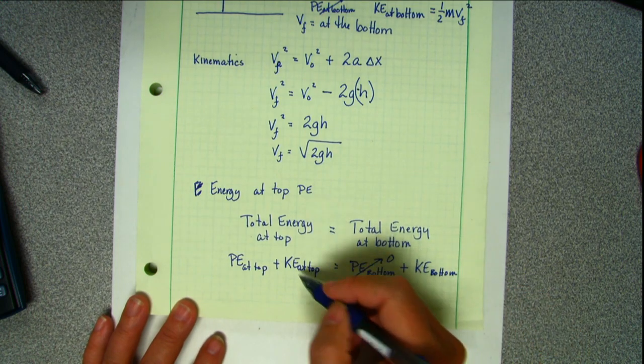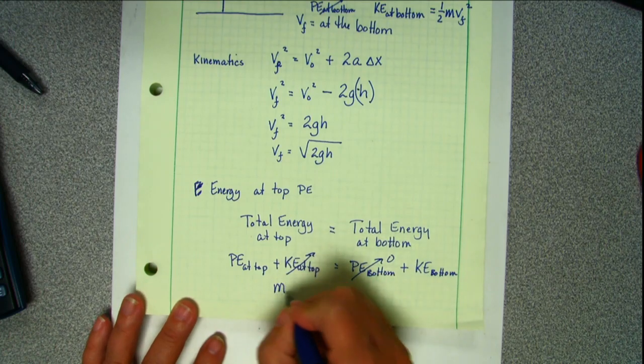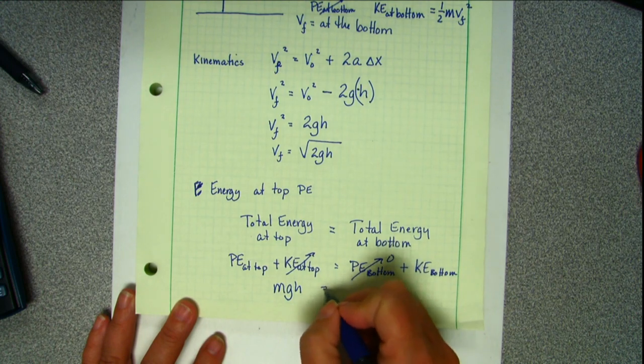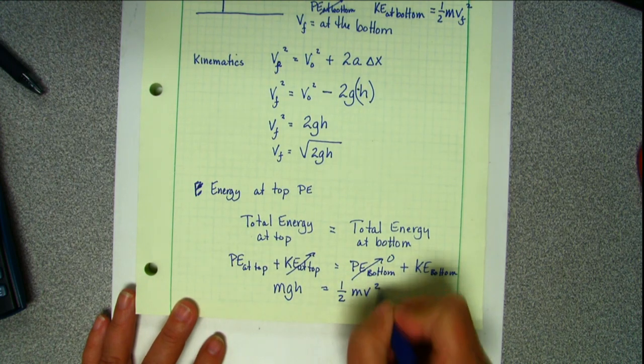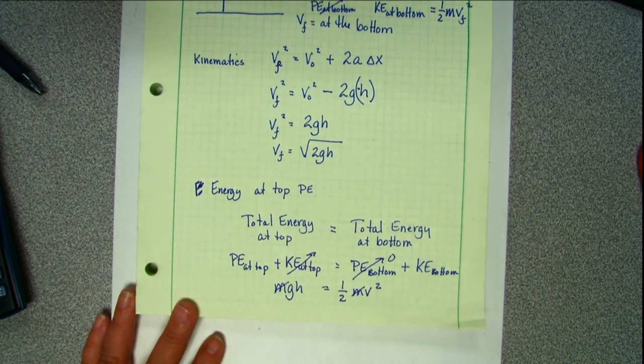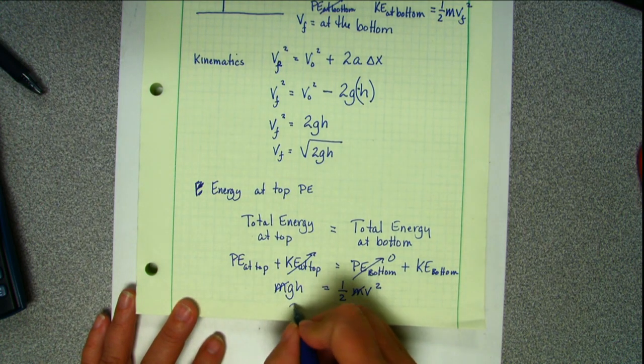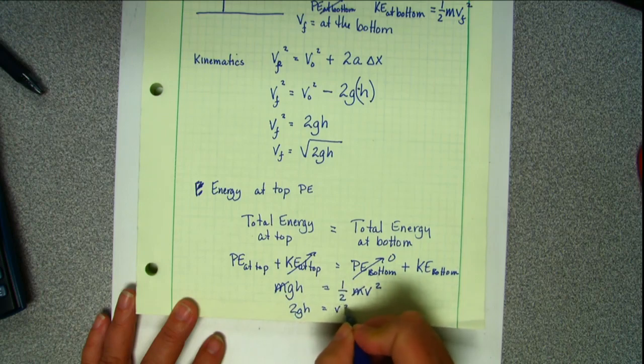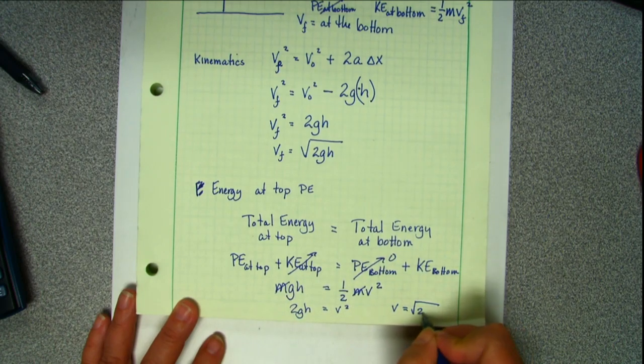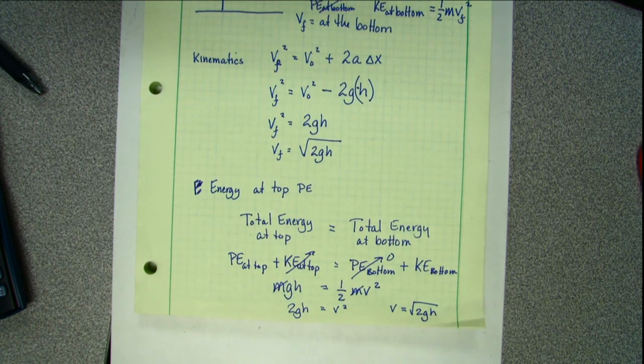Well, this was equal to 0. This one was equal to 0. This is mgh. This is 1/2 mv squared. Masses cancel. I get 2gh is equal to v squared. V is equal to the square root of 2gh. I get to the exact same spot.